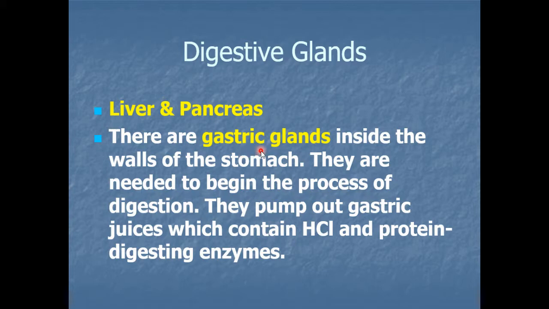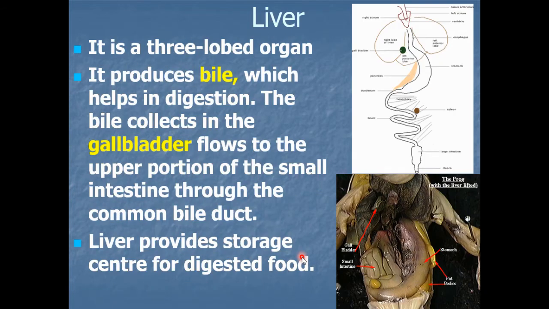The gastric glands help to digest proteins. That is, it contains HCl. And the major digestive gland is the liver. Liver is a three-lobed organ and it produces bile which helps in digestion. The bile is stored temporarily in the gallbladder. This is the gallbladder. And that is released into the duodenal region whenever it is required.